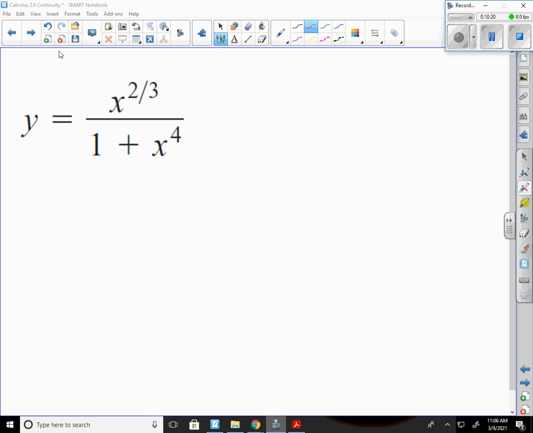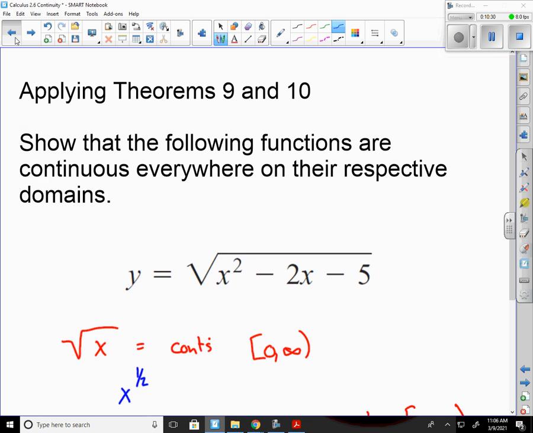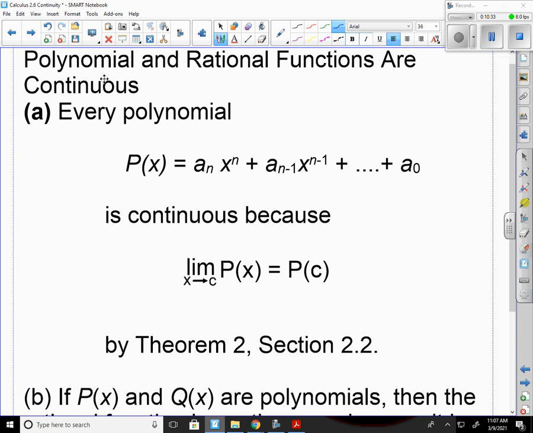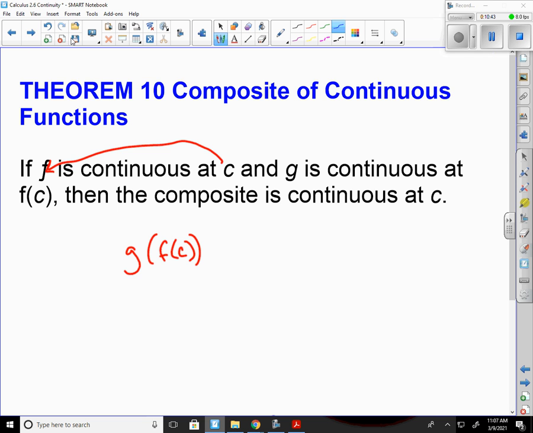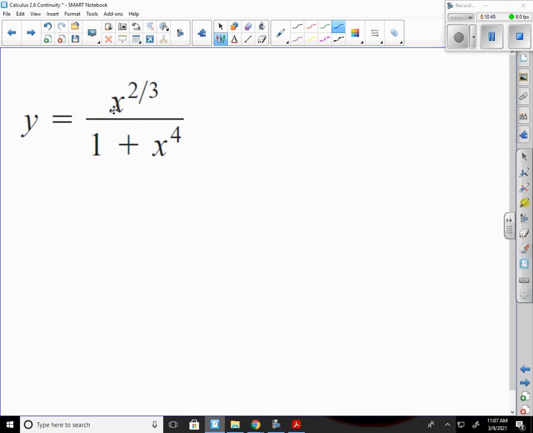Let's look at this one. So I have a rational function here. And so this comes back to theorem 9. Polynomial and rational functions are continuous everywhere that q of c, or my denominator, is not equal to 0. If I look at this actual function, my top function is continuous. So this would be my f of x. It's continuous because it's got a rational exponent.